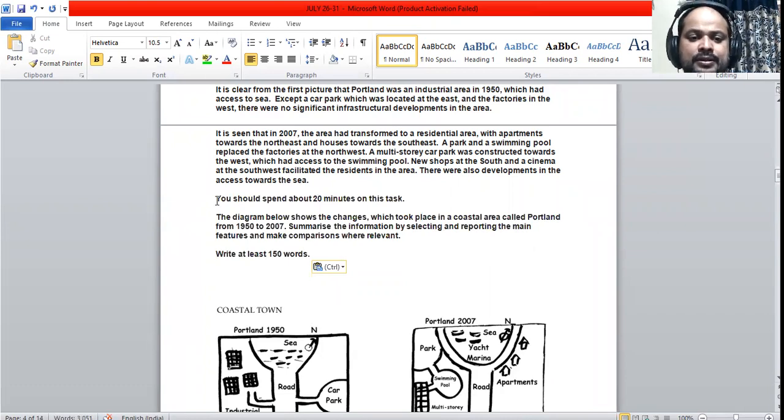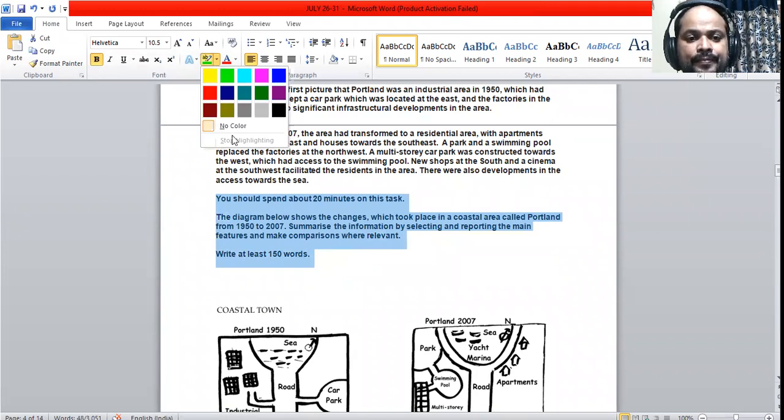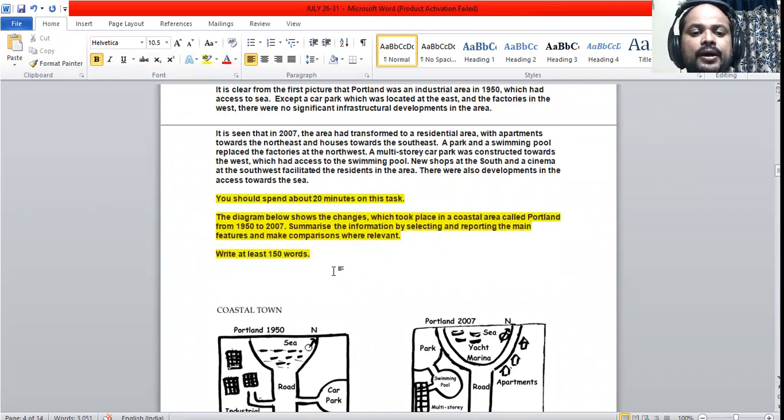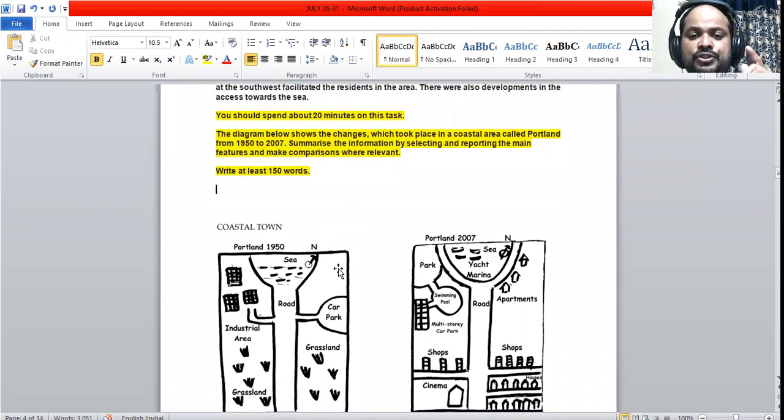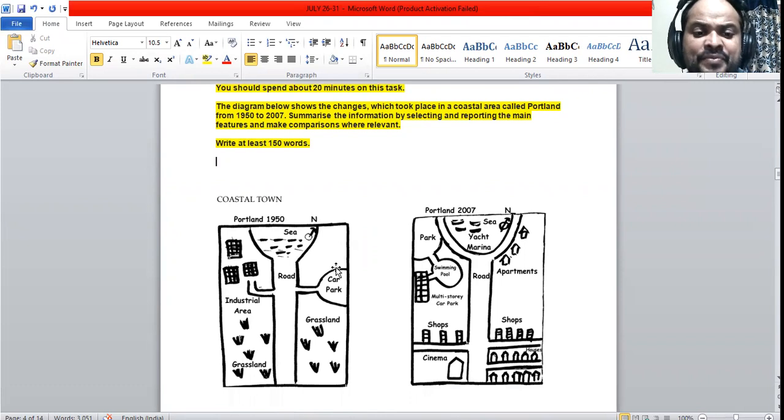This is the question. I'll highlight it. The diagram below shows the changes which took place in a coastal area called Portland from 1950 to 2007. Summarize the information by selecting and reporting the main features and make comparisons wherever relevant. So this is the coastal town, how it was in 1950 and how it changed in 2007. So this is what we are going to see.